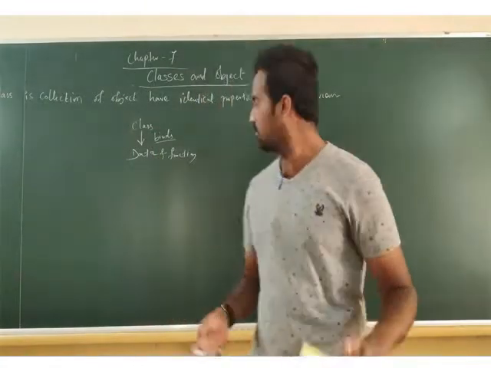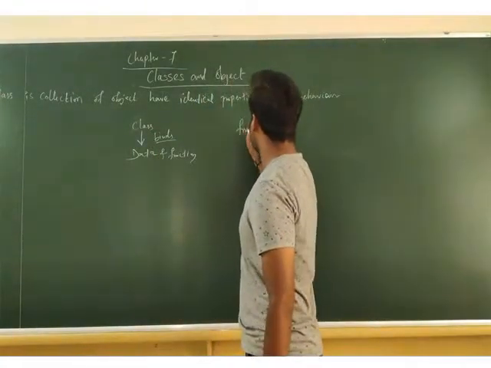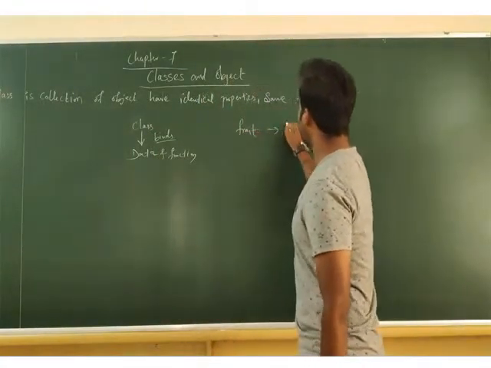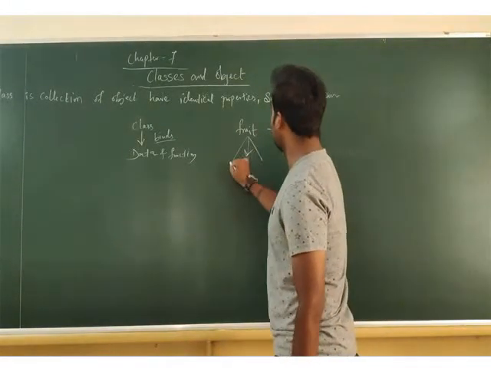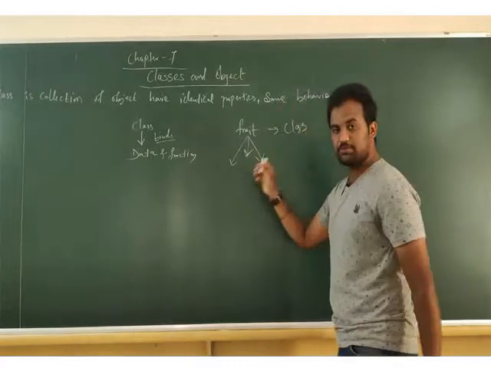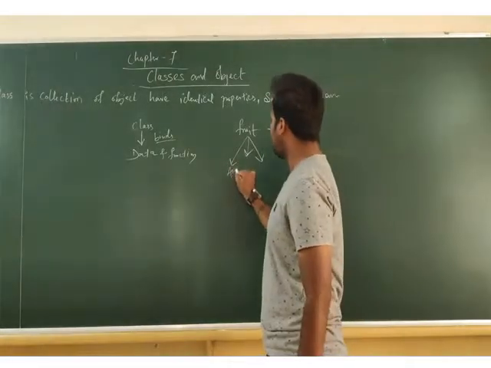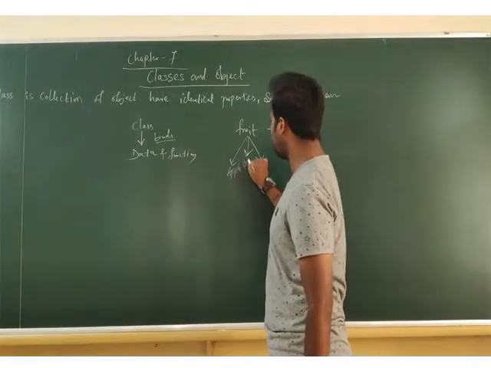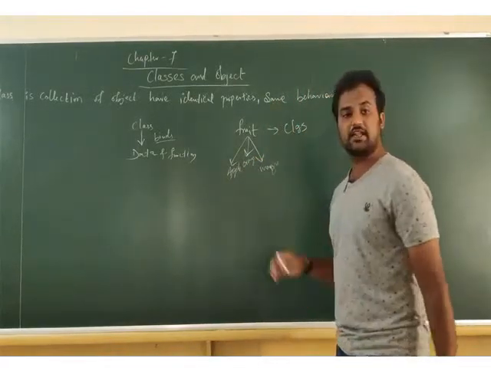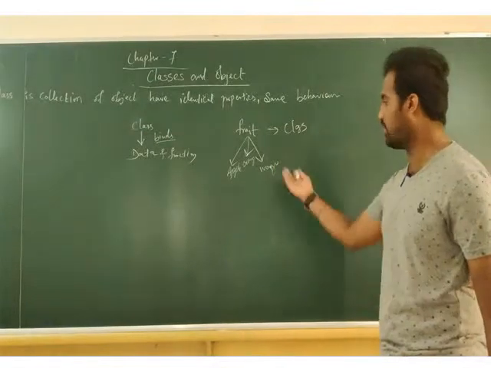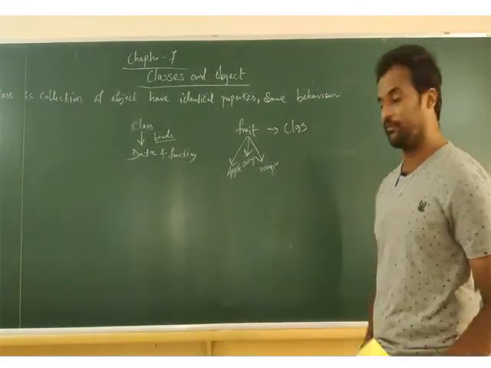For example, class fruit. Think that fruit is a class. Fruit is a class means its objects are apple, orange, mango. These all have identical properties or the same behavior. They all work as a fruit only.